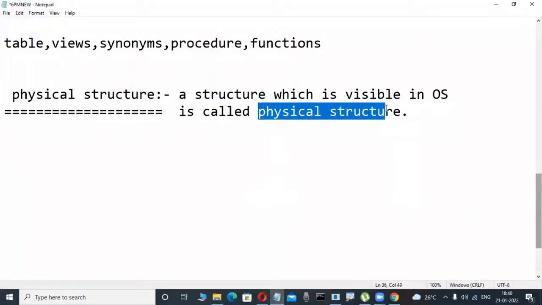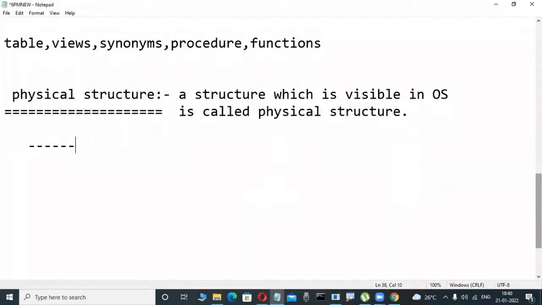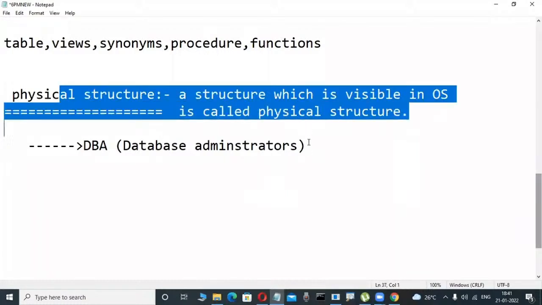But the physical structure is not something you or I work with. Some different type of persons are working there. Who are they? DBAs, database administrators. In project side, there are other types of persons in a database, and database administrators only work in the physical structure.